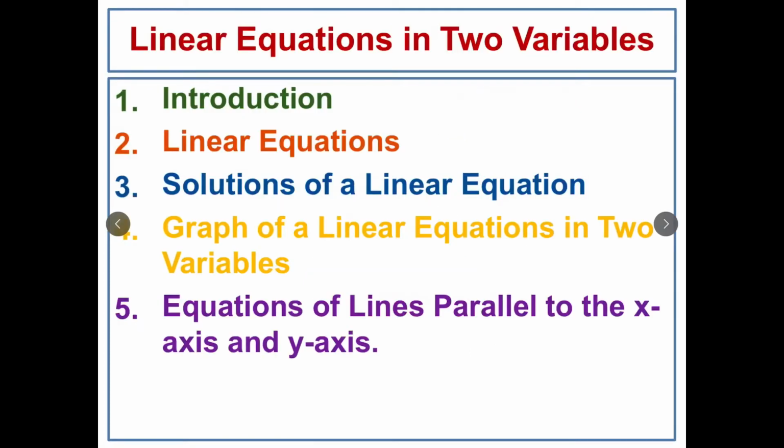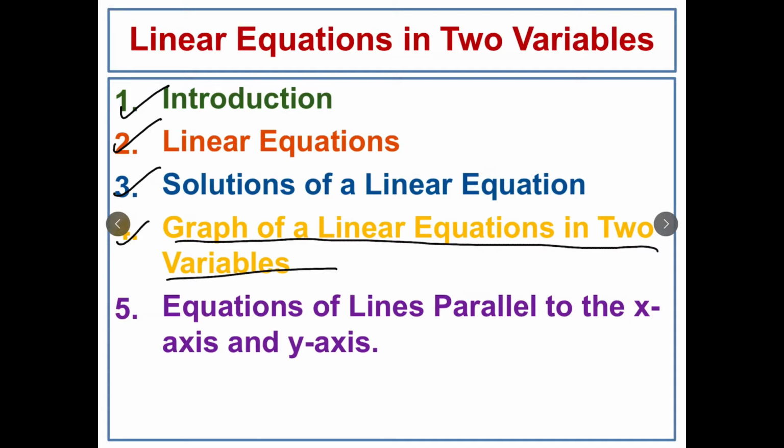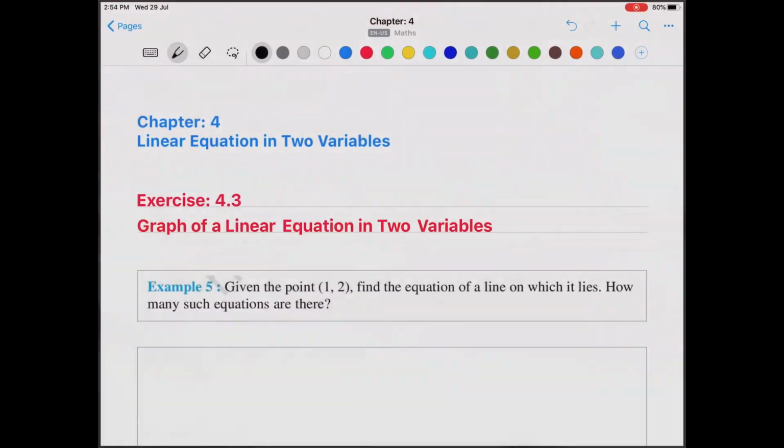The chapter linear equations in two variables is divided into a total of 5 subtopics, out of which we have already covered the first 3 subtopics in the previous session. Today in this session we are going to start the graph of linear equations in two variables. First we will look at a few examples, then we will move to exercise 4.3. So let's start with the examples.